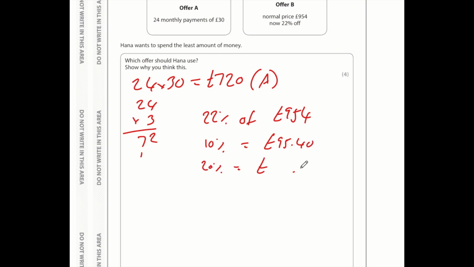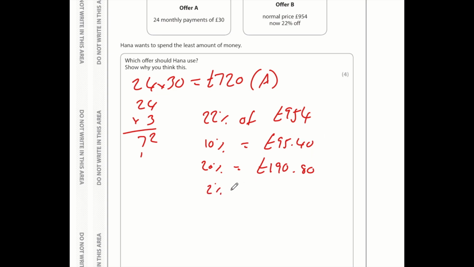So double 40 is 80. 95 plus another 95, or 90 plus 90 is 180. 5 plus 5 is 10, so 180 plus 10 is 190. You might want to write that as a column just to be safe there.